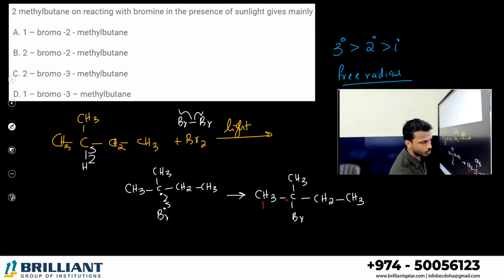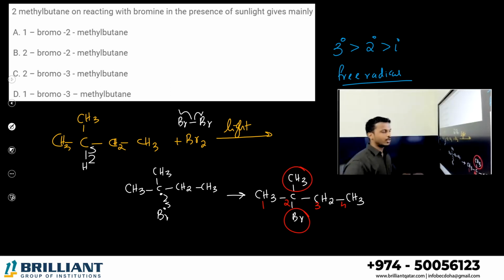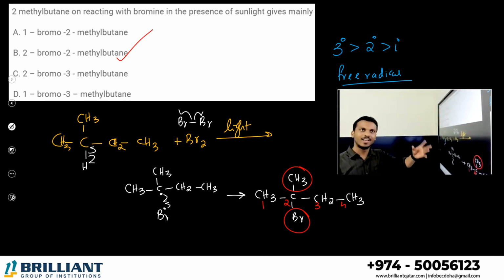This is 1, 2, 3, 4. Second position bromine, second position methyl. 2 bromo, 2 methyl butane. Correct? 2 bromo, 2 methyl butane. Same like carbocation, what we are doing. Here itself, within the compound, there is a chance to make it tertiary. Already there is a tertiary, then no doubt.